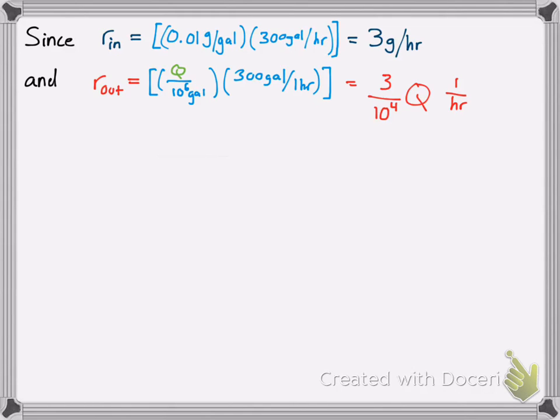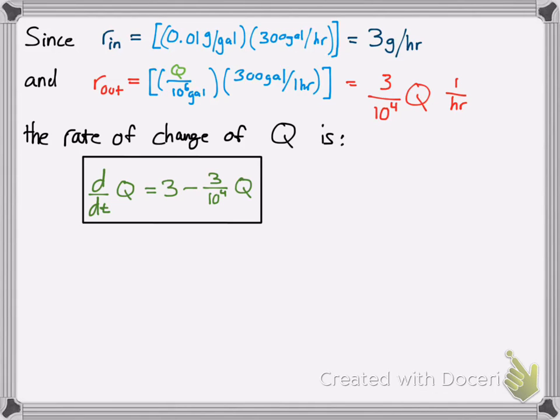So since R in is 3 and R out is 3 over 10 to the 4th times Q, we can say the rate of change of Q, dQ/dt, is 3 minus 3 over 10 to the 4th Q. And that is a complete sentence in terms of writing mathematics. So now we know what the rate of change is.